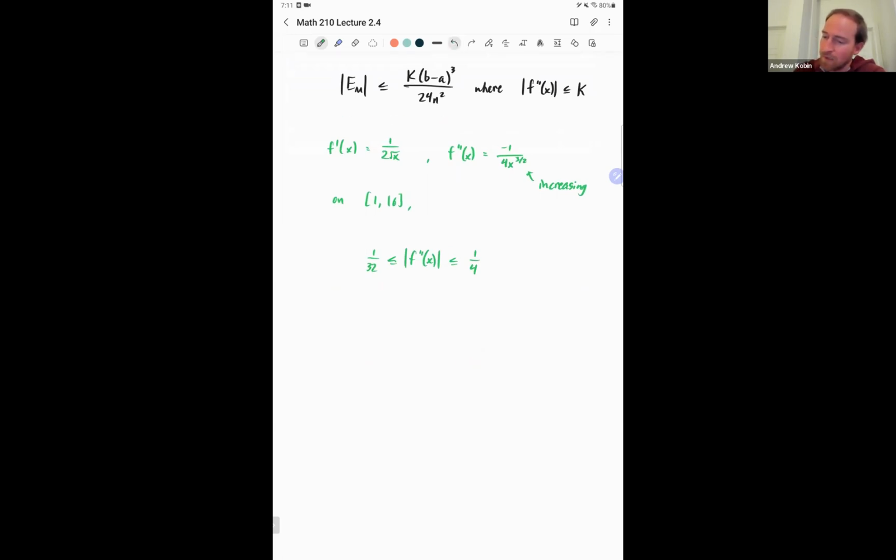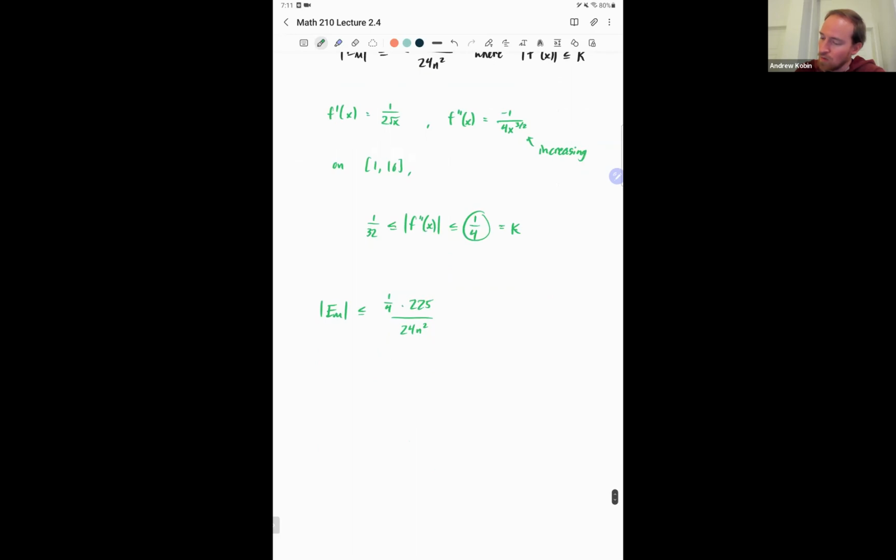Let's go use our formula for the error bound of EM to finish things off. And then we'll have a couple questions to finish our discussion together. So K here we see is 1/4, because that's the worst case scenario for values of the second derivative. That's the worst the concavity can get. So if I have 1/4 here, B minus A is still 225. That's 16 minus 1 squared. Here I have 24N squared, and I want this to be no worse than 1/1000th. Again, we want to solve for n squared.